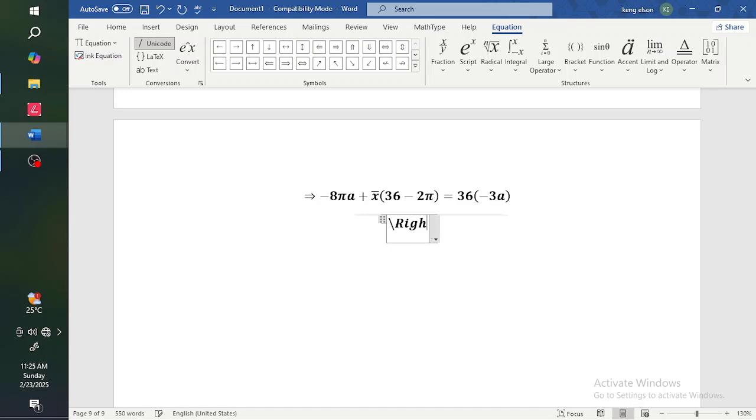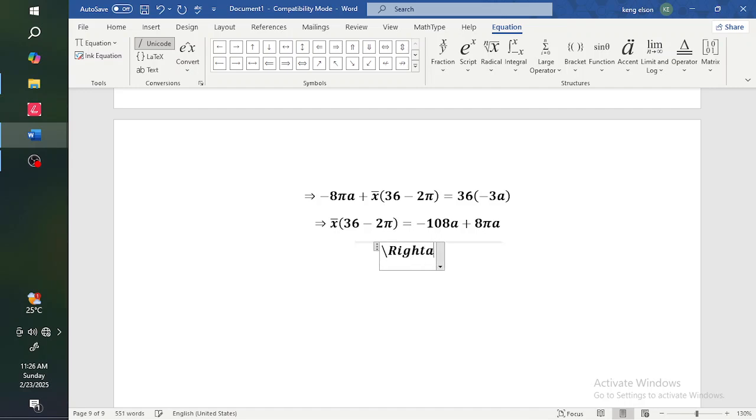So from here, I need to find x bar. So x bar times 36 minus 2 pi will be equal to, now what is 36 times 3? Sorry, 36 times negative 3. Yes, we need to also consider the negative sign. Then we later make x bar the subject of the formula. So 36 times 3 is 108. So minus 108a. Then we need to add this on both sides, so plus 8 pi a.